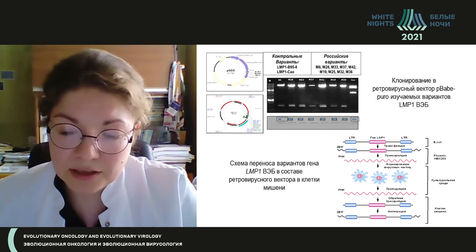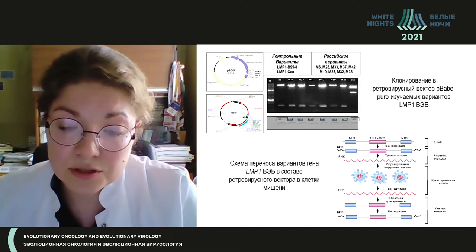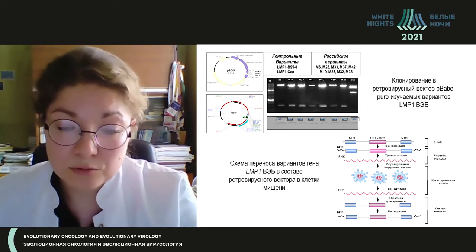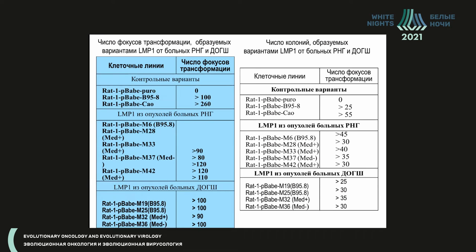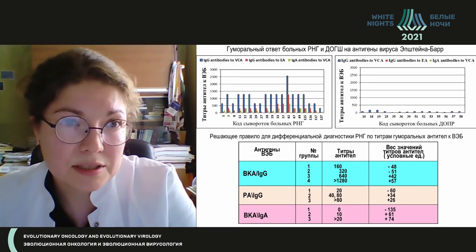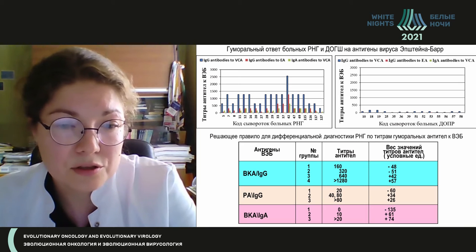So we did functional analysis of such mutant variants of LMP1, mostly seen in patients, with various mutations in the C-terminal region. Using retrovirus vectors, we obtained cell lines which continuously expressed the LMP1 variants we studied. We showed that such variants of the oncogene are able to transform tumor cells. Of course, we did this work in vitro, and they're able to produce transformation foci. They form cell colonies, and changes of signal pathways were also shown, along with changes of expression for the LMP variants that we studied.